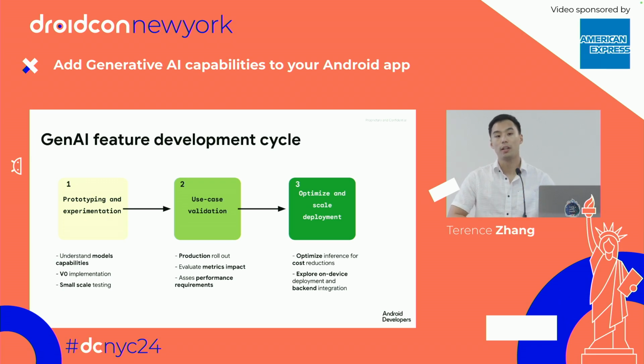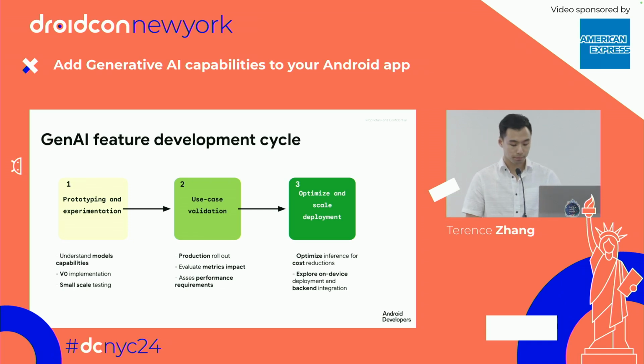So once you're confident with it, roll it out in small scale just to get additional confidence on how this works for you. Number two is use case validation, so more about initial production rollout. And at this point, it would be a good time to evaluate metrics impact and assess performance requirements, especially for the on-device side. Things like system health and all of that will become important. Third is optimizing and scale deployment. So all about optimizing your Gen AI inference, reducing cost if applicable, and exploring some on-device deployment and maybe server-based backend integrations.